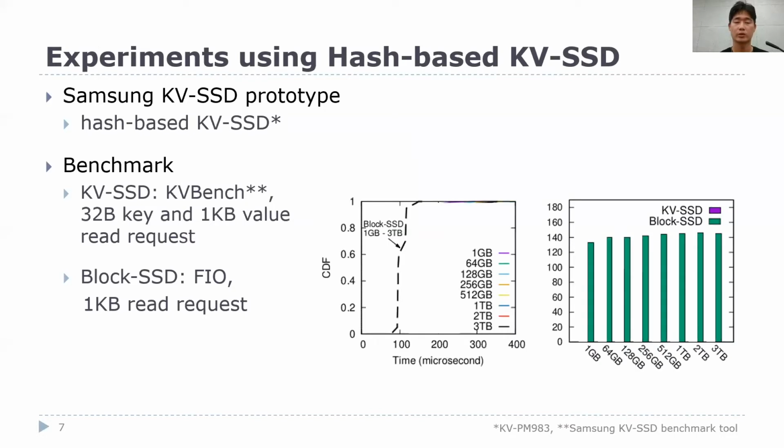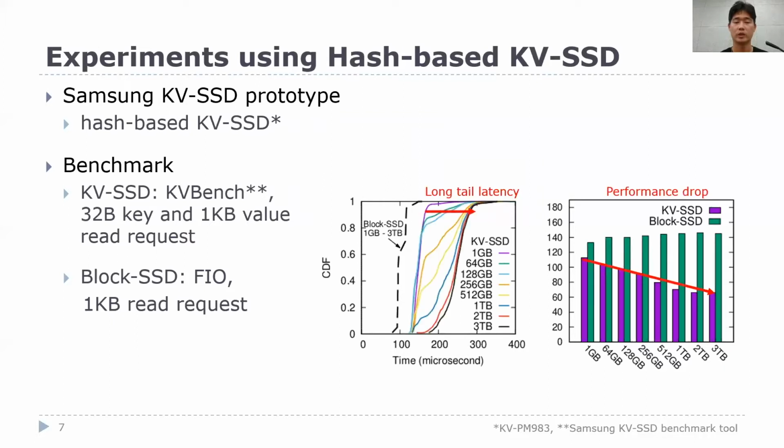The block SSD showed consistent performance no matter how much data is stored in the device. However, hash-based key value SSD showed inconsistent performance. The more data stored, the lower the throughput and the slower the latency. What causes this performance drop?